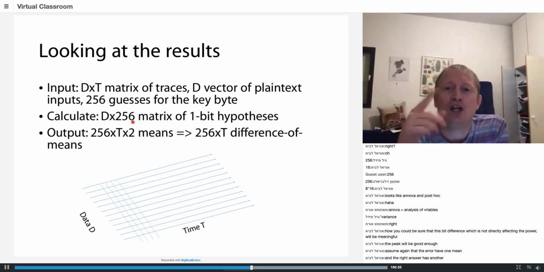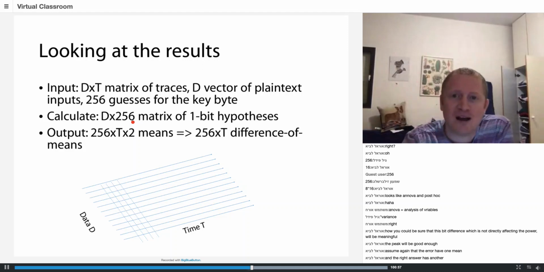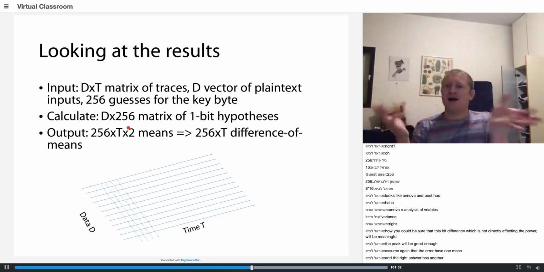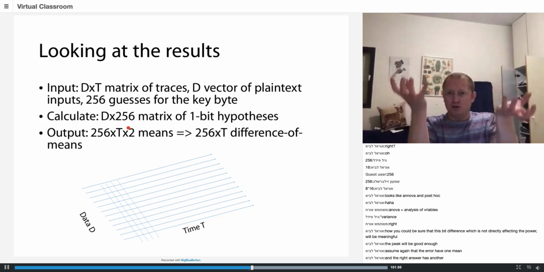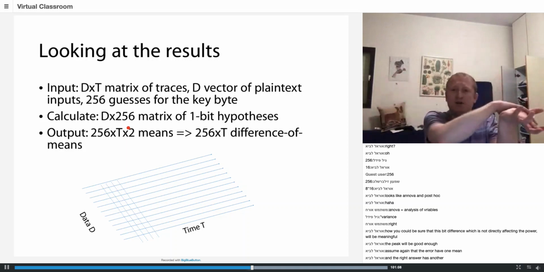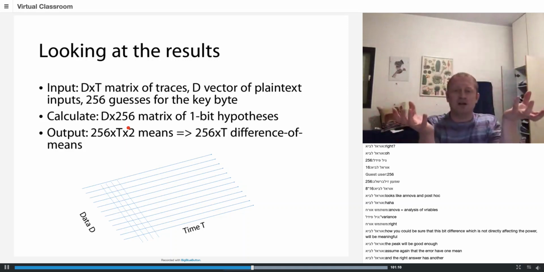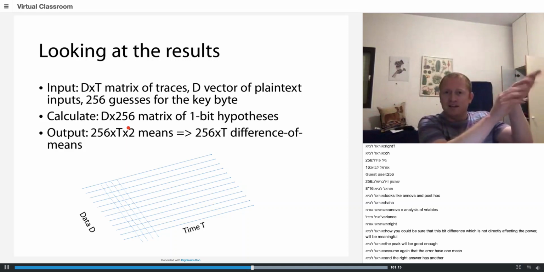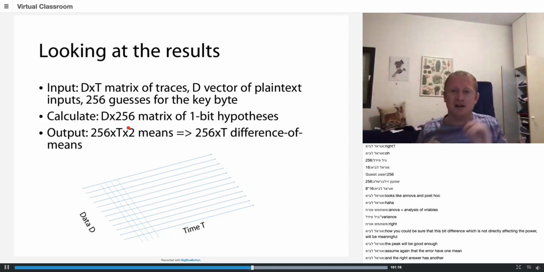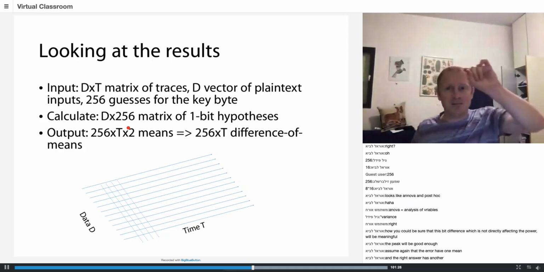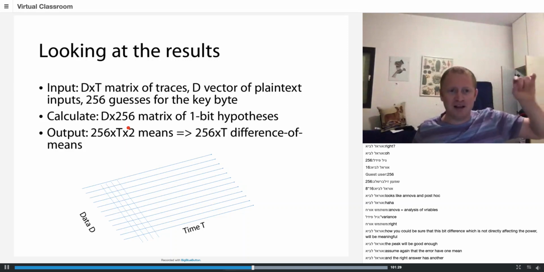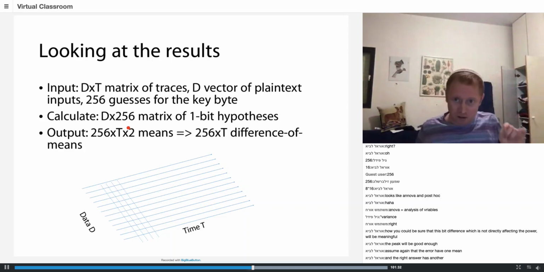Now, for each one of these ways, I can calculate the distance. So I say, okay, I guess that the key is going to be 5. Now I have two bins. I threw half of the traces into one bin and half of the traces into the other bin. Now I calculate the mean inside this bin and the mean inside that bin. Because I didn't put scalars inside the bins, I put vectors, my mean is also going to be a vector. So I have the mean of all the traces in the left bin and the mean of all the traces in the right bin. Two vectors.